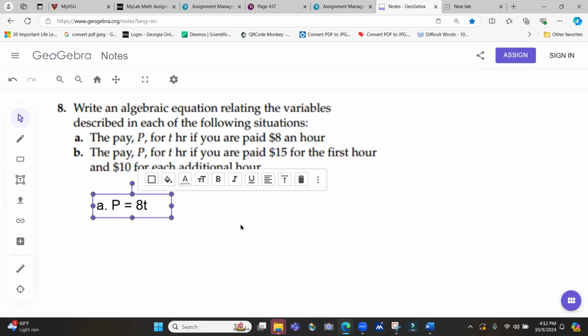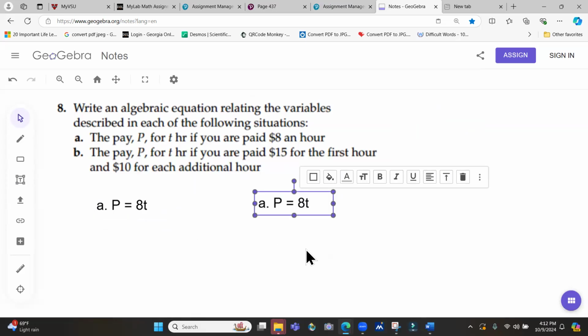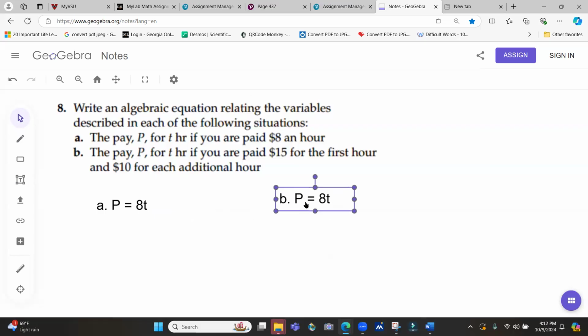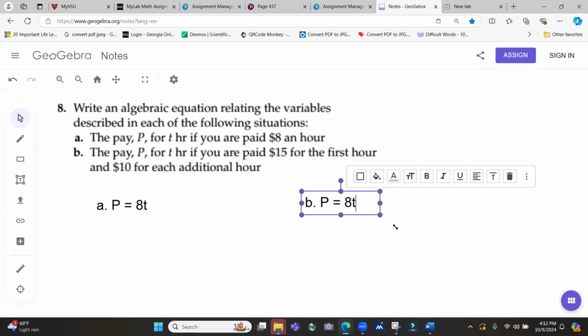Now the next one is a little trickier. So what's going on with the next one, guys? Read it very carefully. The pay is P, and for T hours, you're paid $15 for the first hour and $10 for each additional hour. Okay. So no matter what, I'm assuming T is bigger than 1. So for the first hour, you're going to make 15 bucks.